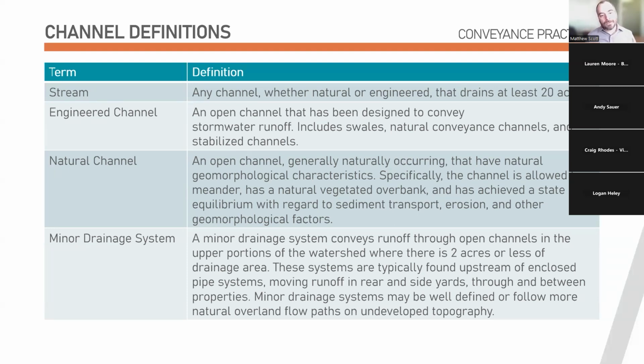Second is an engineered channel. So these would be channels upstream of a stream, and it's any open channel that's been designed to convey stormwater runoff. In the manual, you'll see as a subset of engineered channels, swales, natural conveyance channels, and stabilized channels. So these would be engineered elements, engineered channels.